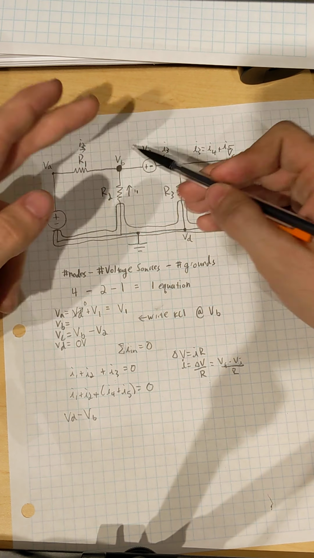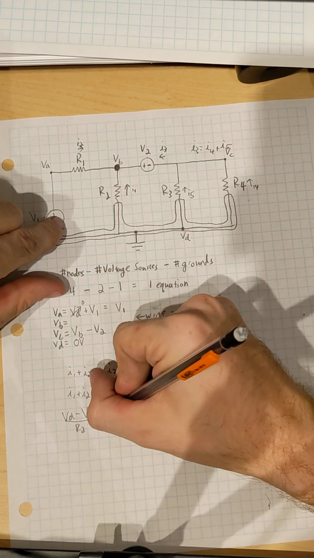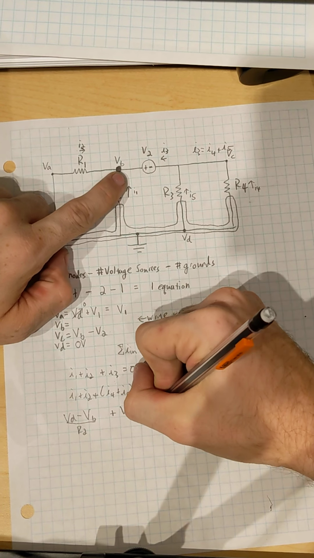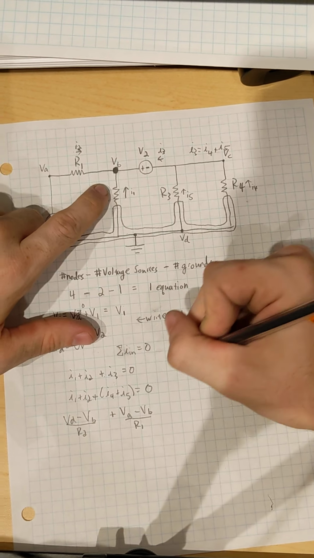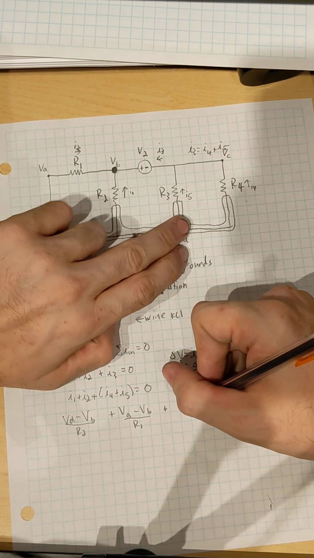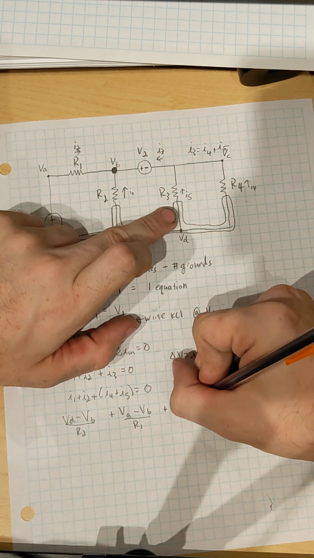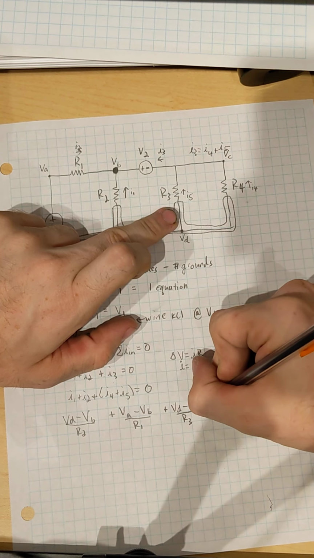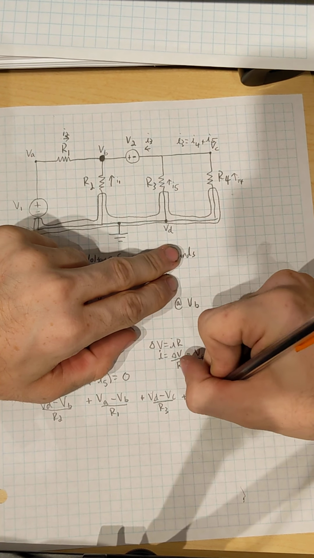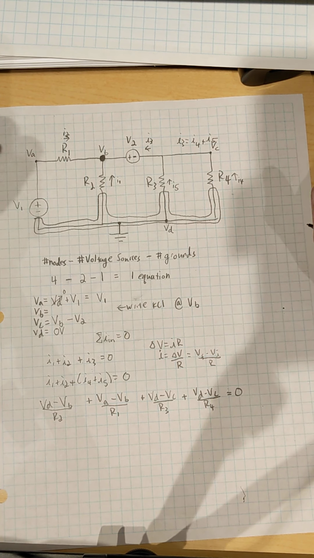VD minus VB all over R2, plus VA minus VB over R1, and then plus, so we're going to do I5, VD minus VC divided by R3, and then plus VD minus VC over R4 should be equal to 0.